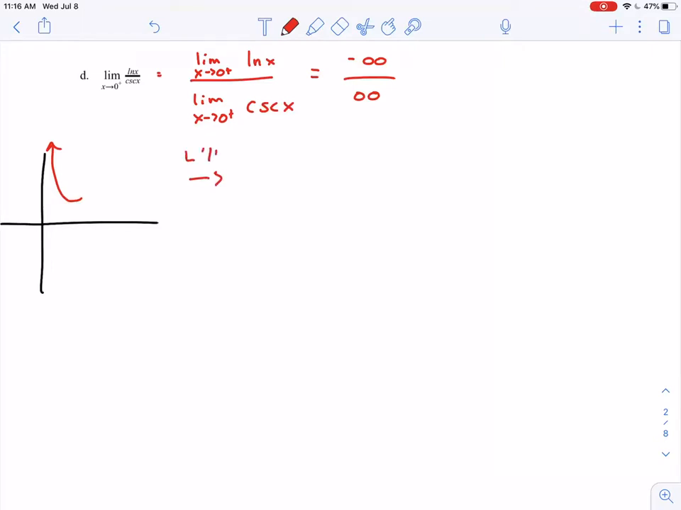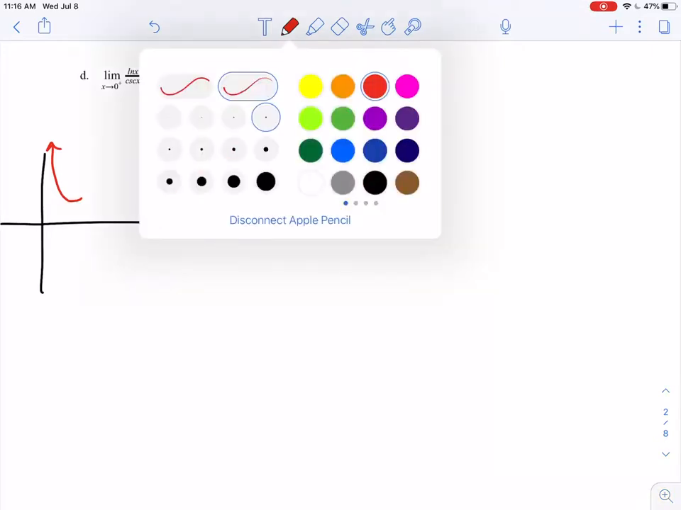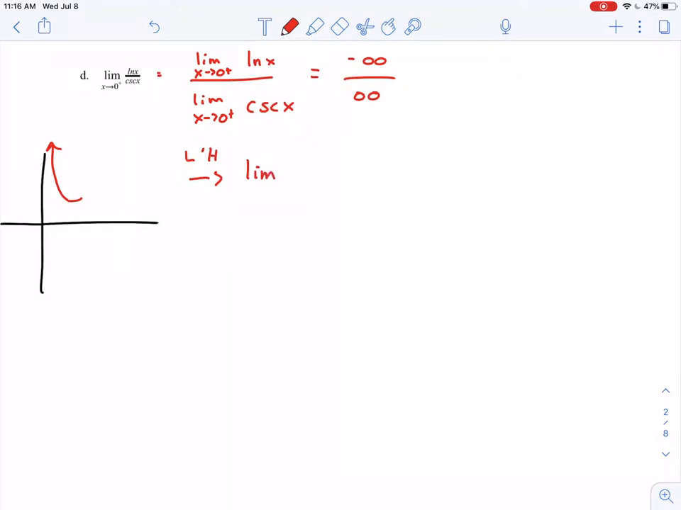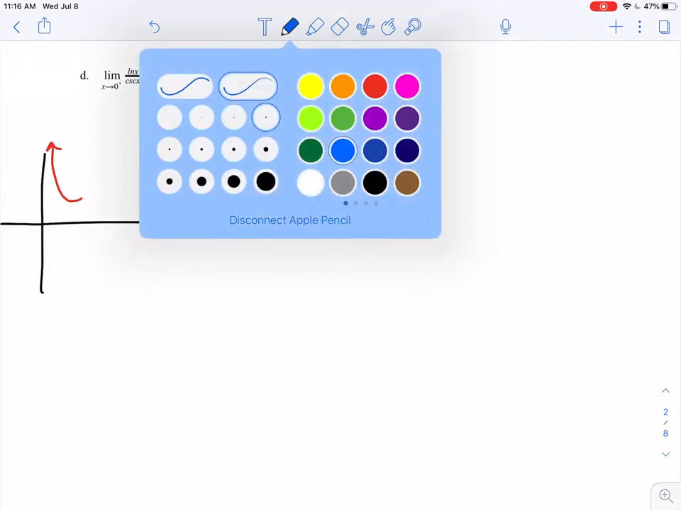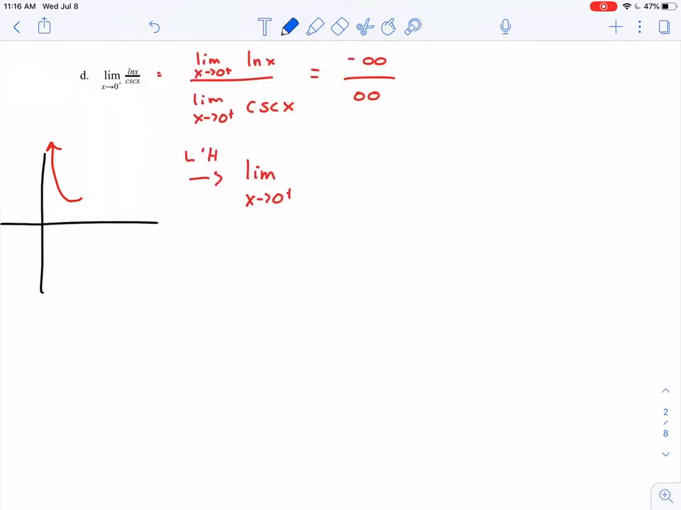Let's apply L'Hopital's rule. So let's say, limit as x approaches 0 from the right-hand side. I'm going to take the derivative of natural log of x, that is 1 over x, divided by the derivative of cosecant of x. The derivative of cosecant of x is negative cosecant x times cotangent x. And this is kind of ugly to work with.